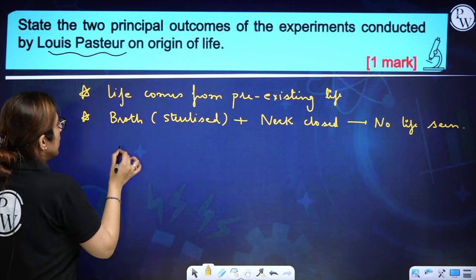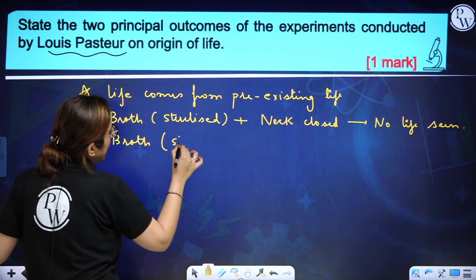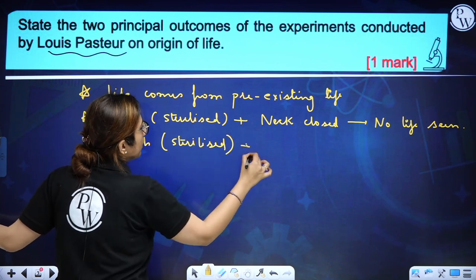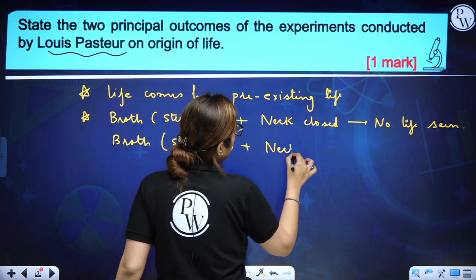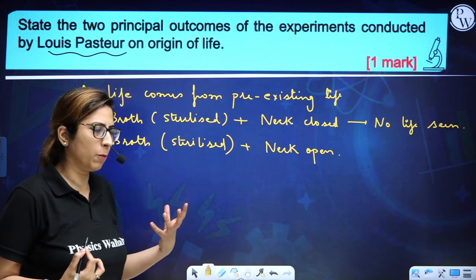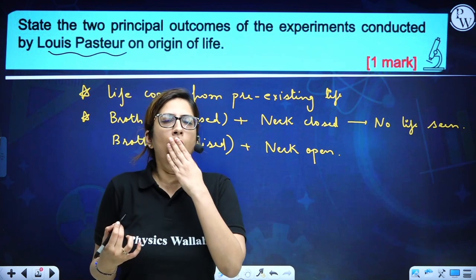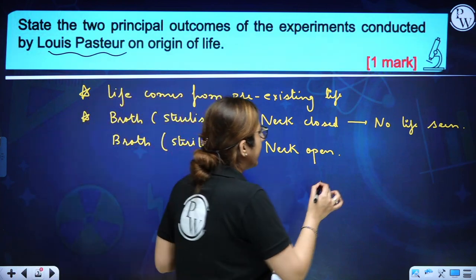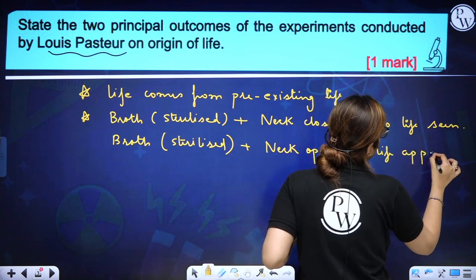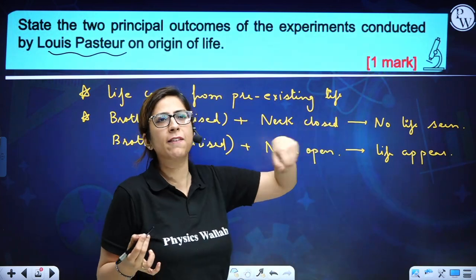Clear? Now, in the second case, the culture broth was sterilized, but the neck was open, that means it was open to the outside by any means. Suppose the water vapors are not there, it was not S-shaped. In that case, life appeared. So that means life was there in this case, but in the other one, life was not there.